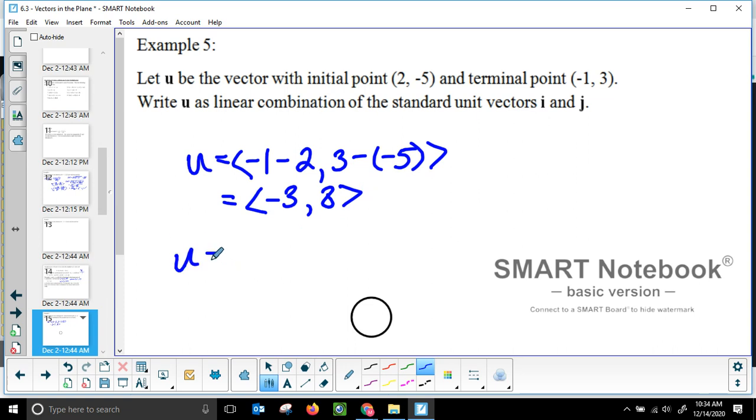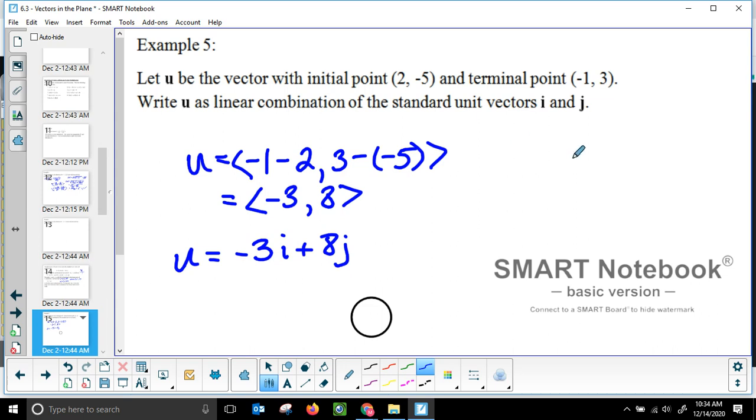Like I said, if you want to put it as a linear combination, all you have to do is take my first component, put an i after it, and put a plus there. Take my second component and put a j after it. So that's it. This is really the same thing as putting it in component form. It's just called a linear combination.